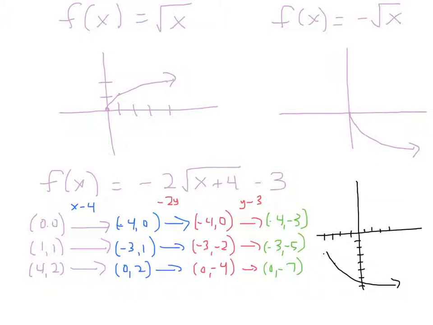So the x plus 4 meant that I was shifting the x values to the left 4. So that's what I did in this first set and got (negative 4, 0), (negative 3, 1), (0, 2). Then the negative 2 in front of the function means that the y value was both negated and vertically stretched by 2. That gave me the points (negative 4, 0), (negative 3, negative 2), (0, negative 4). And then finally the whole picture was shifted down 3 in the y direction, which gave me the points (negative 4, negative 3), (negative 3, negative 5), and (0, negative 7). So my resulting graph looks like the picture at the right.